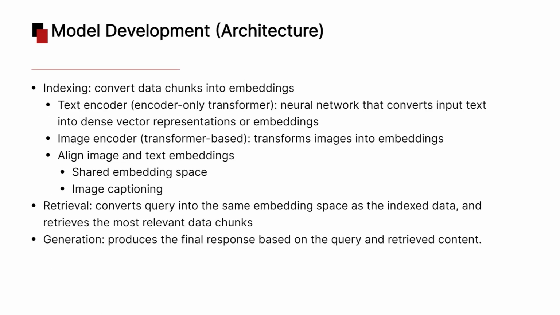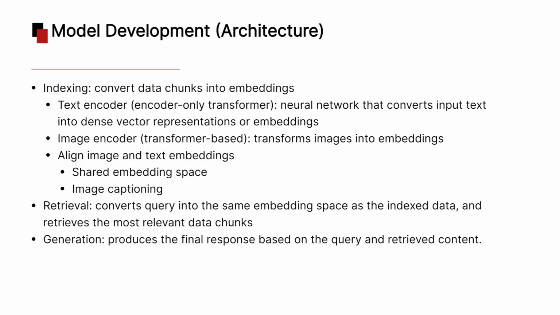In the model architecture for a chat PDF-like system, the focus is on enabling efficient and semantically meaningful retrieval and generation by working with vector embeddings. Indexing. The key task is to convert the chunked data into dense vector representations or embeddings that capture semantic meaning beyond just the raw text.